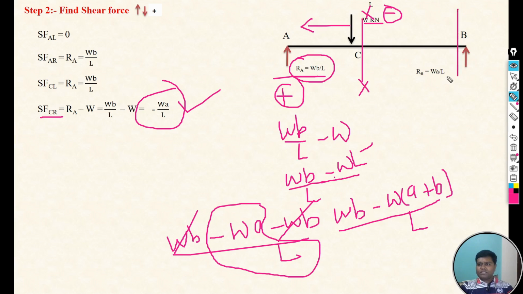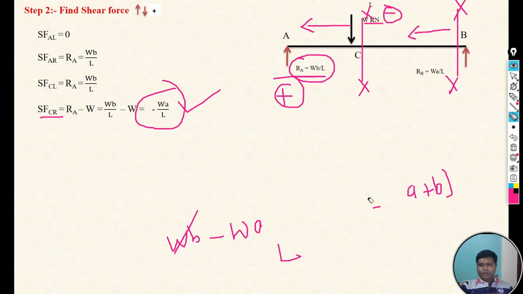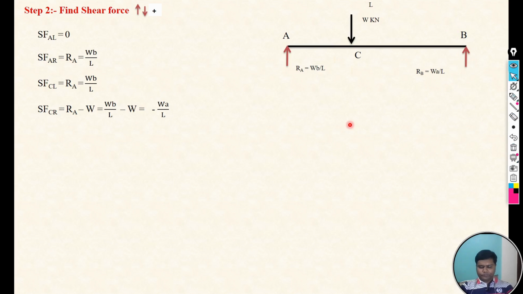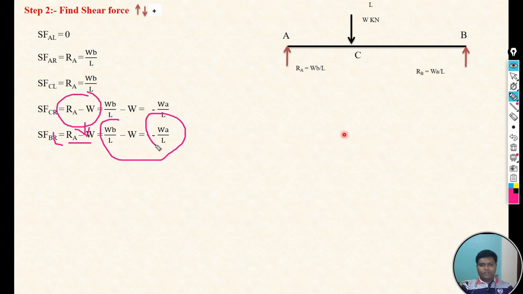The next term is what? Just consider the section at B left, and then again focus on the left of that particular section. If you see on the left part, again two forces are there, that is RA and W, where RA is upward, positive, and W is downward, negative. So shear force at B left is RA minus W. This equation is the same, so the final value is also the same, that is minus WA by L.